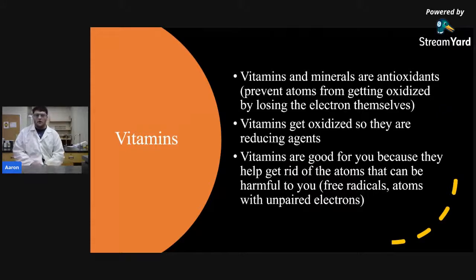So why are redox reactions important? Well, vitamins are known as antioxidants, which means they prevent atoms from being oxidized by being oxidized themselves. And that's good because things like free radicals in our body can be harmful to us because they perform reactions that we don't want to happen.